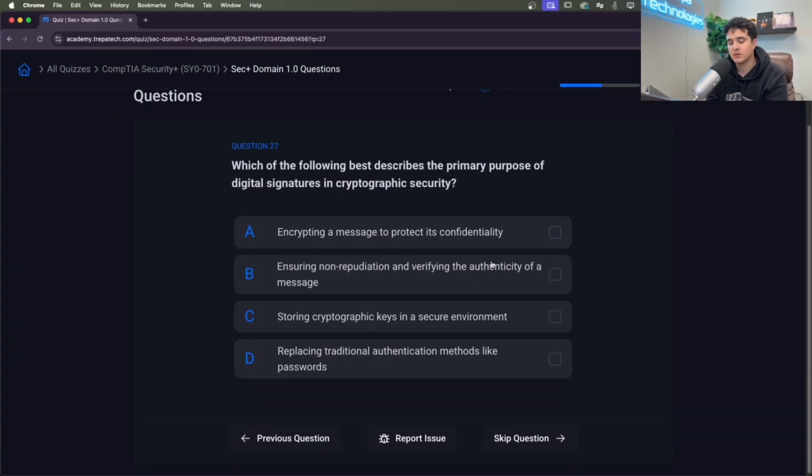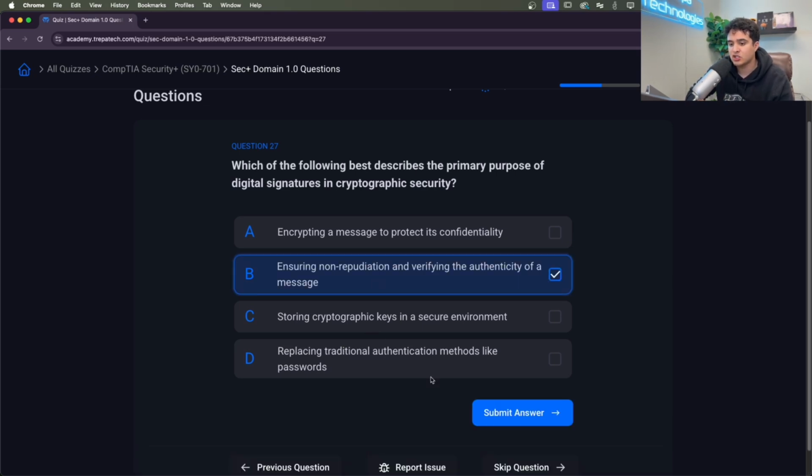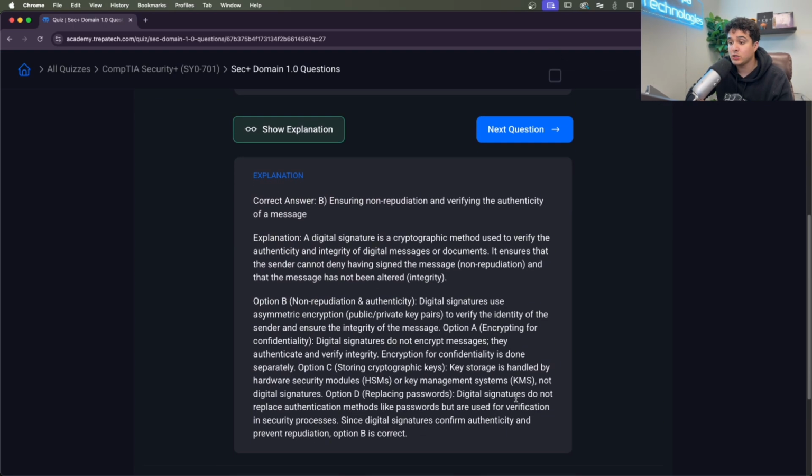Question 27. Which of the following best describes the primary purpose of digital signatures in cryptographic security? So digital signatures give us integrity and non-repudiation. They verify authenticity. So we're going to go with B here: ensuring non-repudiation and verifying the authenticity of a message. They do this by using hashing and asymmetric cryptography. Pause the video if you'd like to read the explanation.